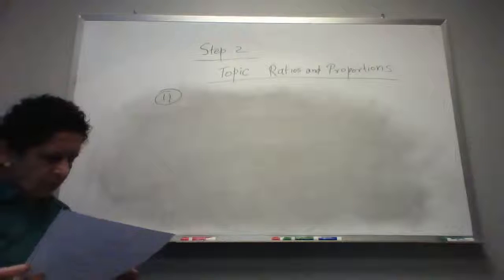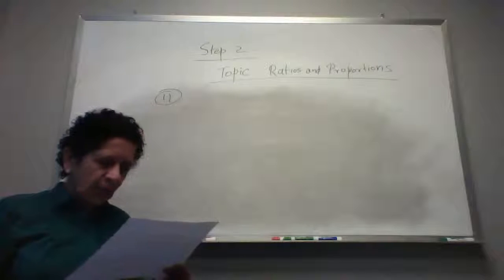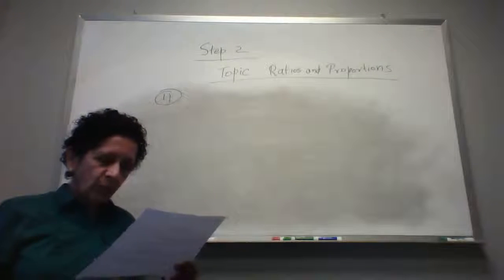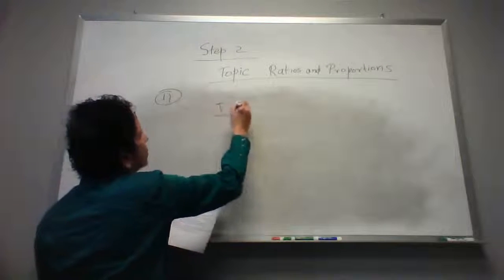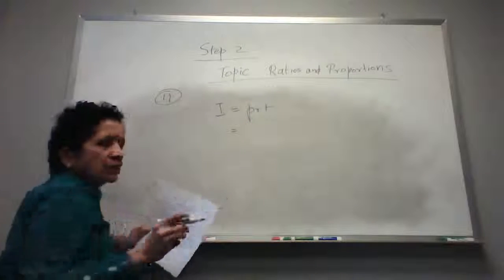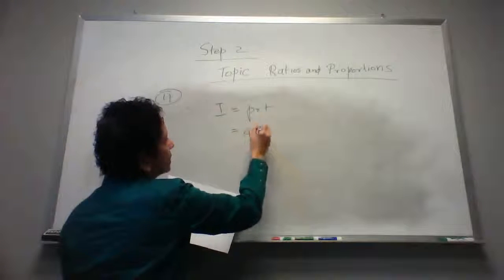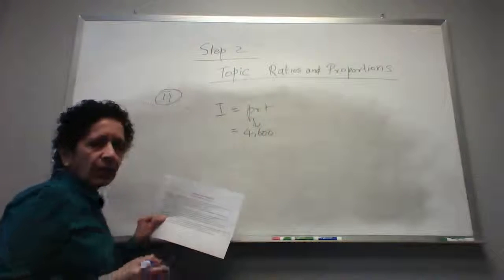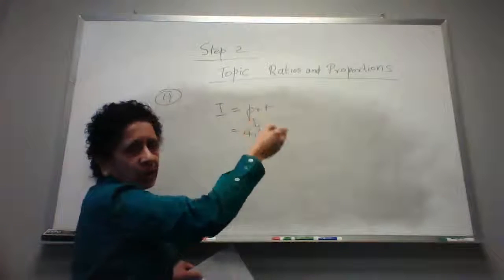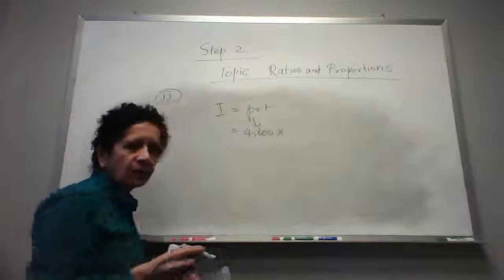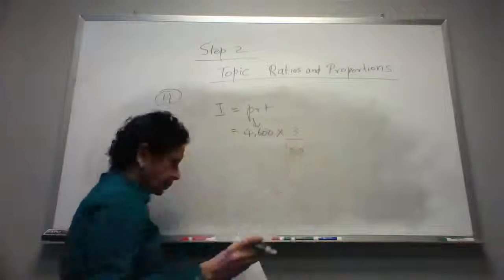Okay, problem number 11. John invested $4,600 at a bank for 3% annual interest rate. How much money would he have at the end of 6 months? Okay, so remember, I equals PRT, interest. In this case, as I said, it's all plug and play. You need to plug in the right numbers. He's investing $4,600, so that is P. Plug that number in for P. And then P times R, in this case 3%, so 3 over 100.